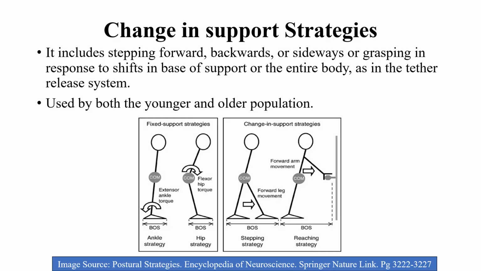So, change in the support strategy. If there is any change in the base of support or the entire body, you might have certain strategies that are used like stepping forward, stepping backward, sideways, or grasping in response to these changes, which are used both by the younger and older populations. But it is more possible to use by a younger person. As you grow older, the reaction time reduces. That is why the person has a higher chance of falls.